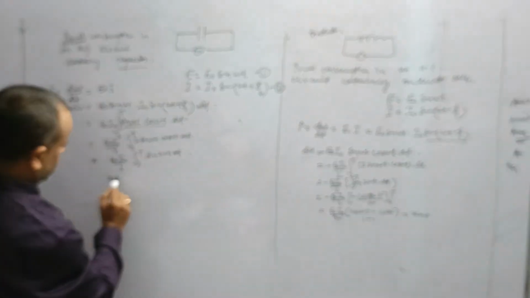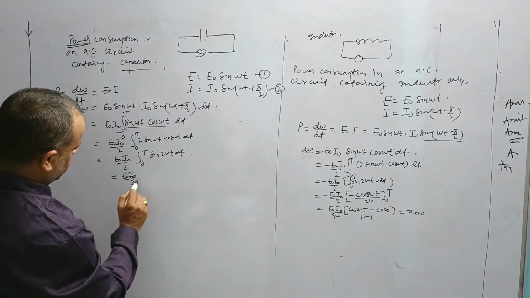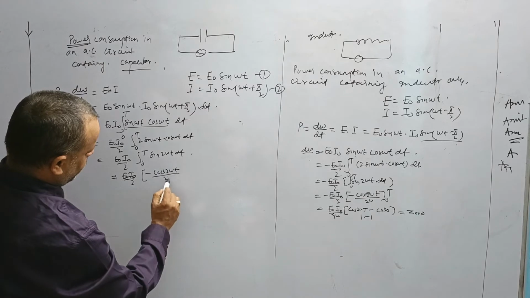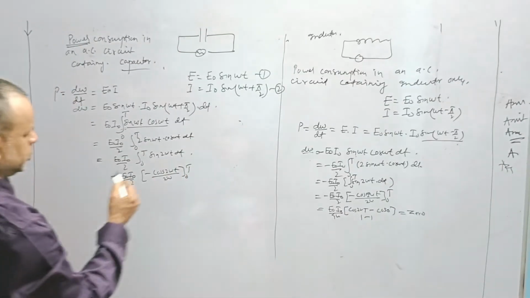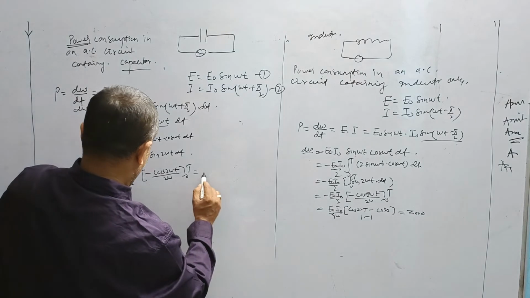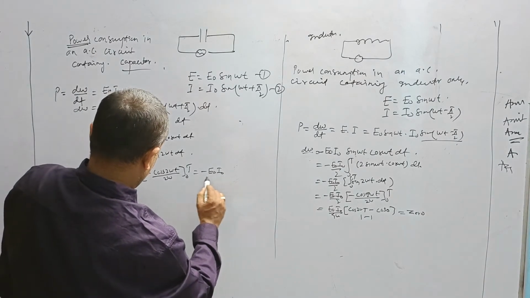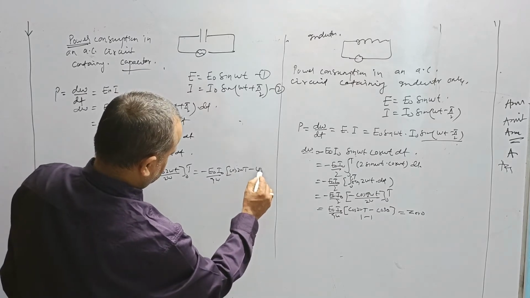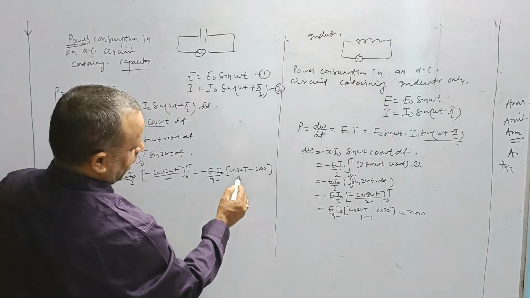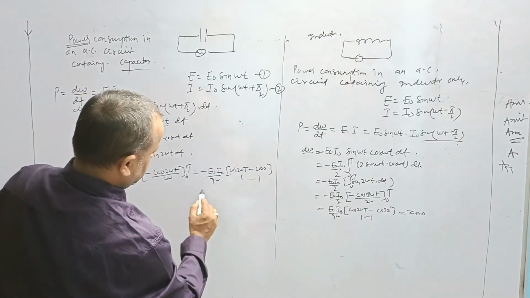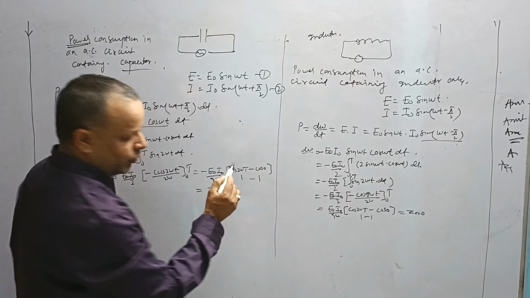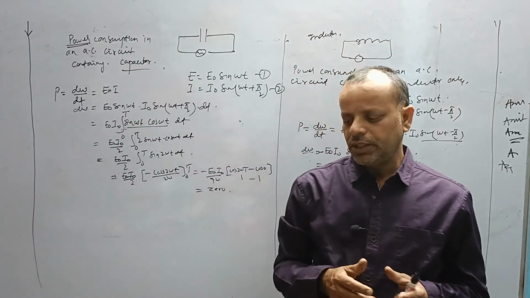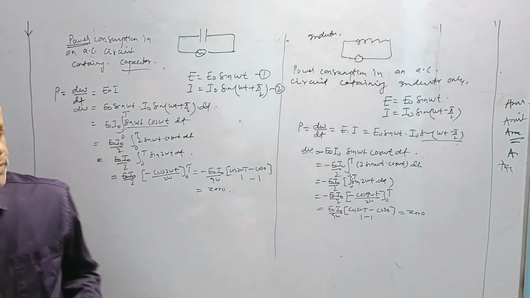We integrate this out. It is E naught I naught upon 2, minus cos 2 omega t upon 2 omega. It goes from 0 to t. When we place these values over here, it is cos 2 omega t minus cos 0. In this again, this is equivalent to 1, this is minus 1, so it is going to be 0. So we see that in the case of inductor as well as capacitor, the power consumption is 0.